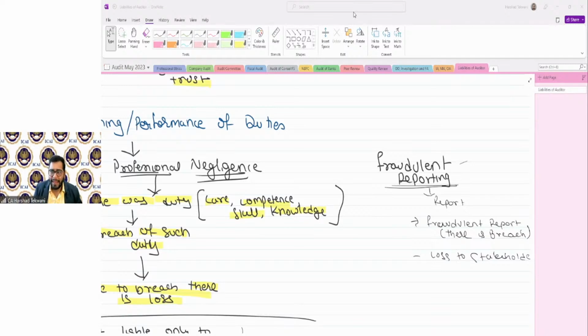In that case, there is no actual loss to any person, but it is assumed that there is a loss. That's why there is a penalty. And if there is a penalty, then the auditor is liable. Auditor will be liable for professional negligence. So on the basis of that only, the liability arises. So it's not more about the penalties, it's more about the breach that is there.